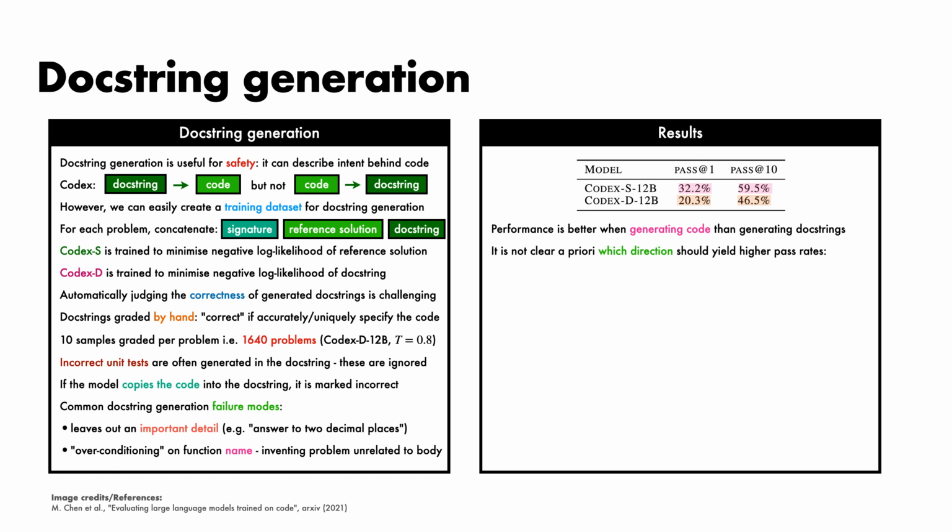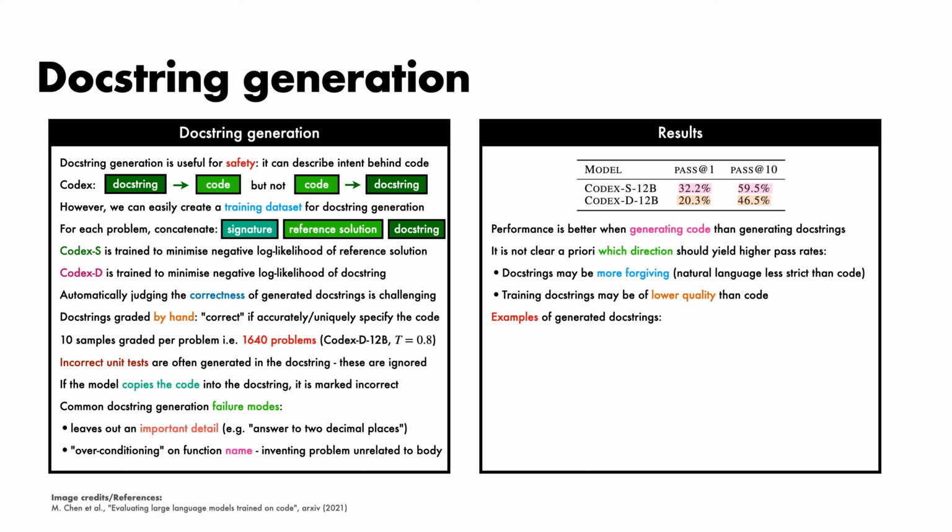As noted by the Codex authors, it is not particularly clear a priori which direction should produce higher pass rates. On the one hand, generating docstrings may be more forgiving, since natural language is less strict than code. On the other, the training docstrings may be of lower quality, since developers often invest less time in docstrings. Some evidence for this point can be found by examining the examples of generated docstrings, which include, "I just found this function online," and "This test is not correctly written and it's not my solution."